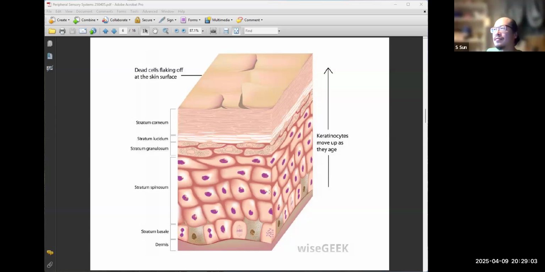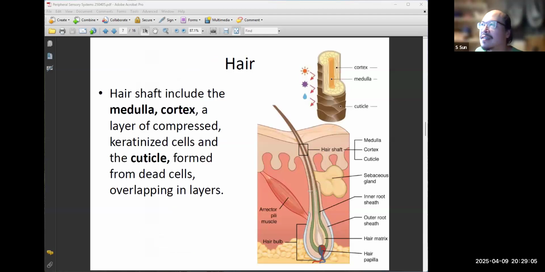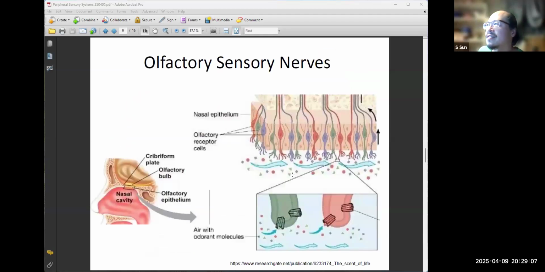And we will continue to talk about the next sensory system, that is smelling. Smelling is done by your nasal cavity.